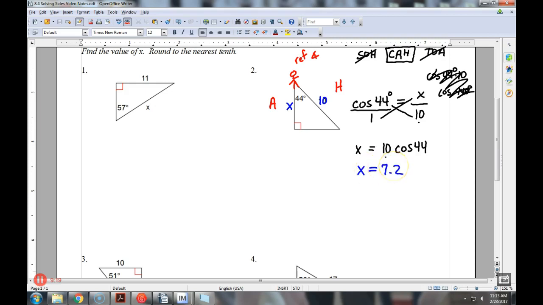And now I want to ask myself, and I probably shouldn't say it's equal because it's approximately, ask myself if that makes sense. Yes, it does, because it is smaller than the hypotenuse, so that could be a decent answer. All right, let's give number 3 a shot.